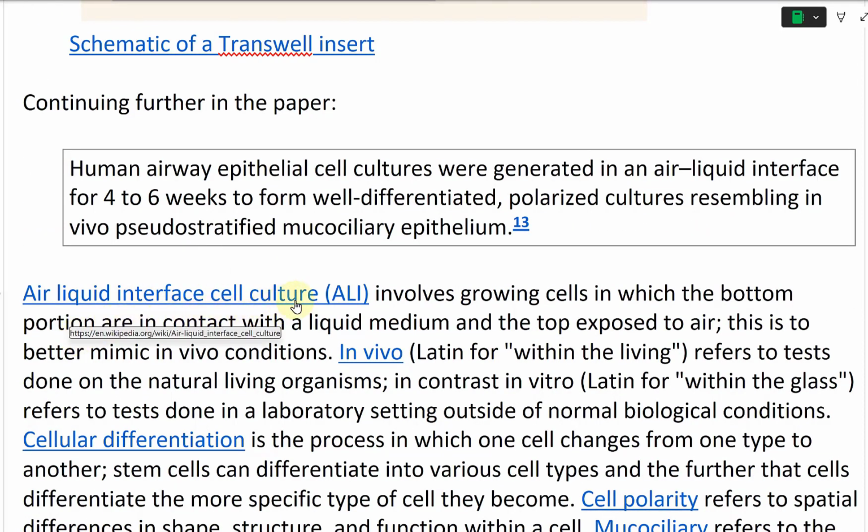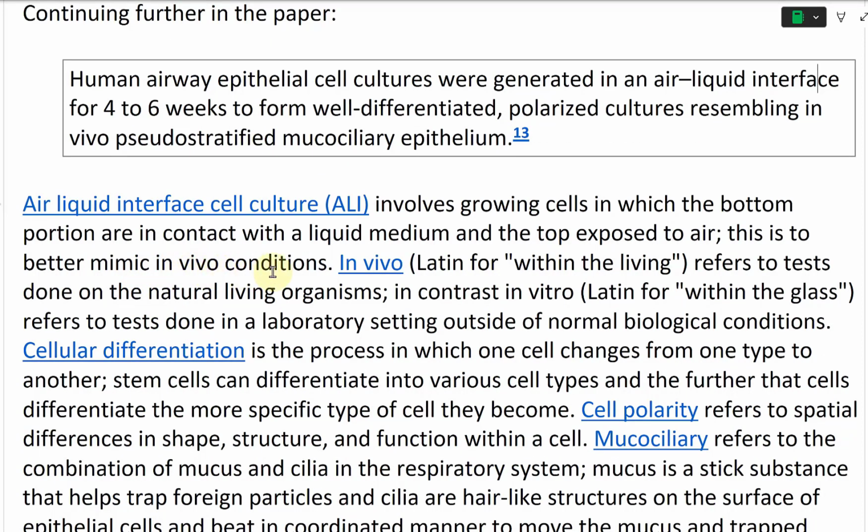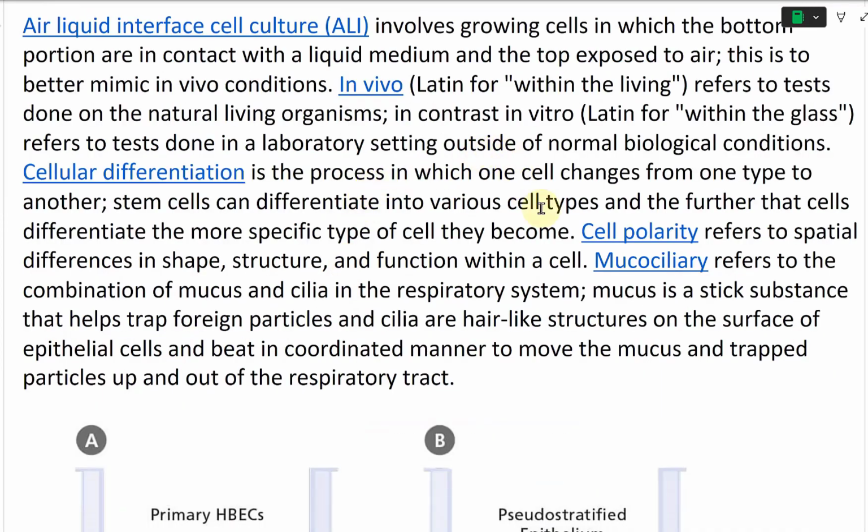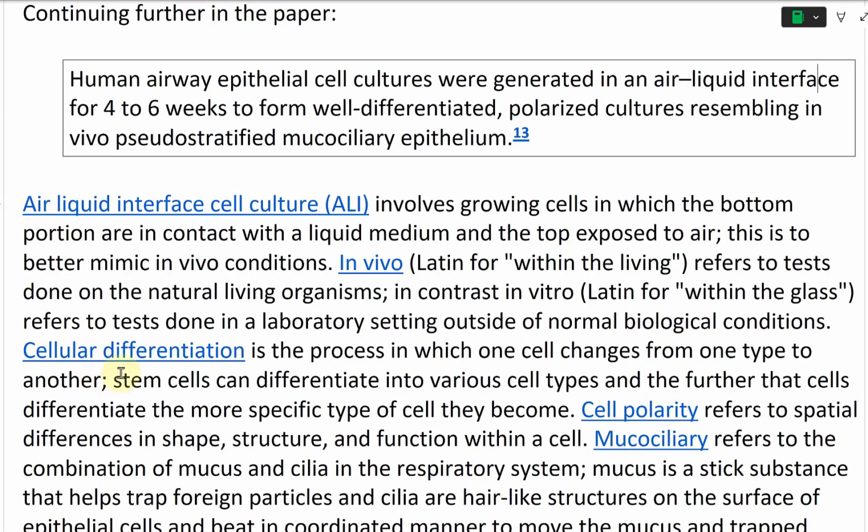So air-liquid interface cell culture, or ALI, involves growing cells in which the bottom portion is in contact with a liquid medium and the top is exposed to air. And this is to better mimic in vivo conditions. And in vivo is Latin for within the living, and refers to tests done on natural living organisms. In contrast, in vitro, Latin for within the glass, refers to tests done in a laboratory setting outside of normal biological conditions.